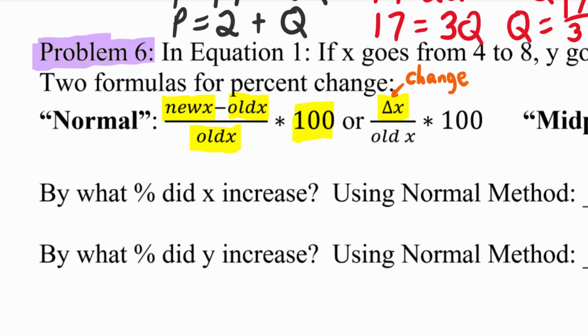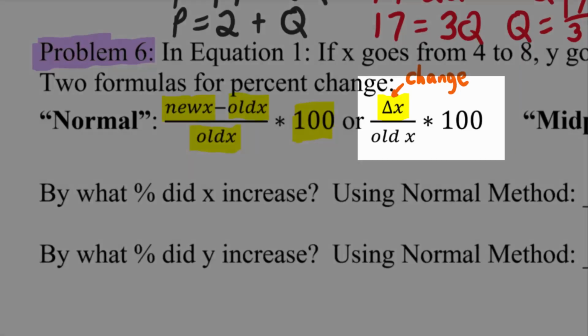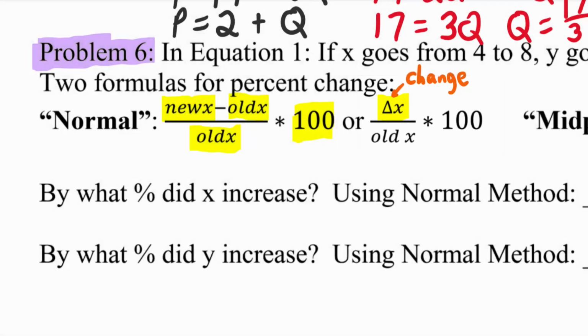And divide that by the old x times 100. I just find writing this way a little shorter and a little simpler to think about. How much did x change by? Divide it by the original number, multiply it times 100.